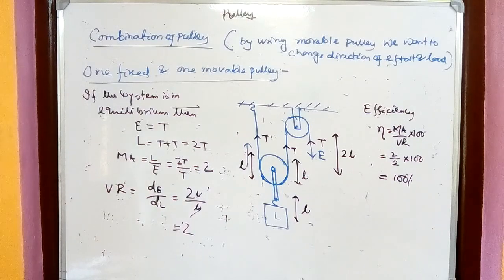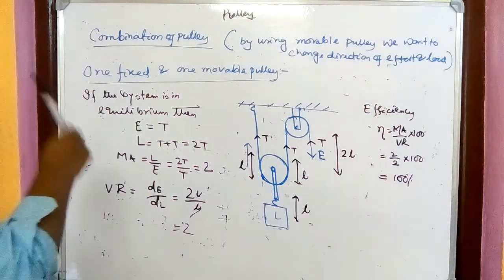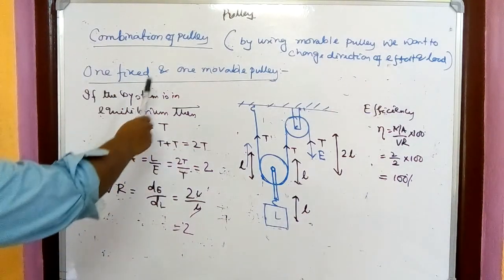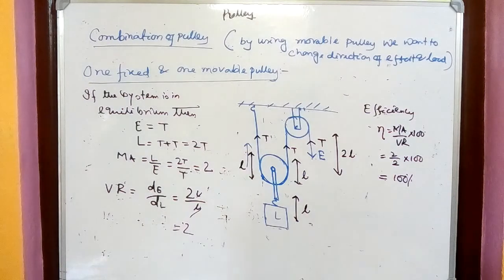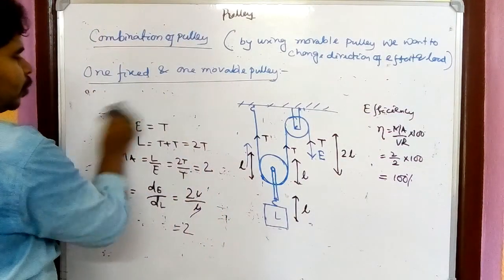So instead of one fixed and one movable, if I use one fixed and multiple movable pulleys, that means if I increase the number of movable pulleys, then the mechanical advantage should increase, then it is more efficiently used. That's why our next target is one fixed and multiple movable pulleys.